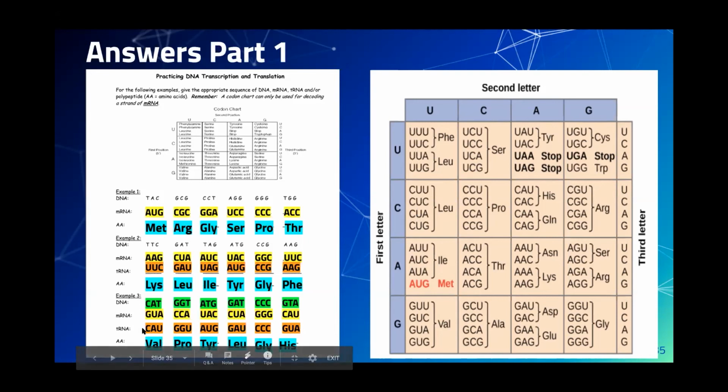And then again, for the amino acids, looking at the mRNA, you go to GUA on the codon chart, and you would get VAL. Same thing with CCA: you go to CCA, find it on the codon chart, and you get PRO. So how did this one go? CCA, Pro. Very well.